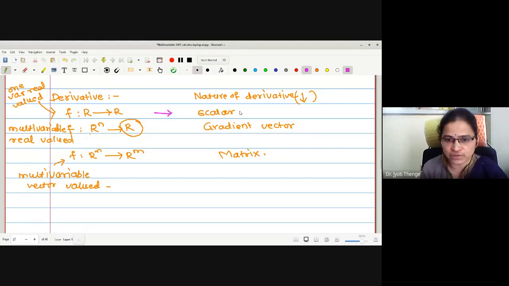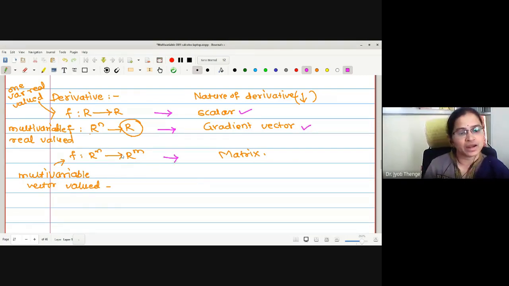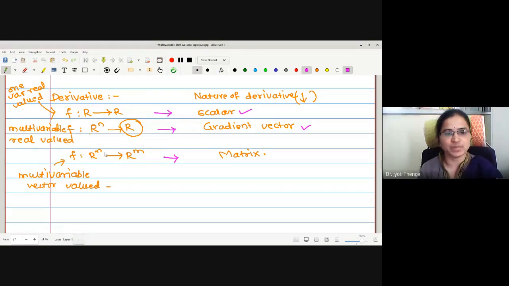Therefore, if the function is of the type R to R, then the derivative found at a particular point gives us the scalar value. If it is of the type Rn to R, then the derivative is of the type vector, rather it's a gradient vector. And whenever the function is of the type Rn to Rm, then the derivative is of the form of a matrix, rather it's a Jacobian matrix. Correct, no? Why is this so?